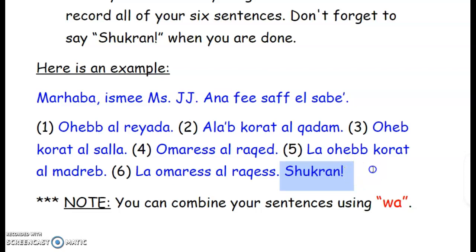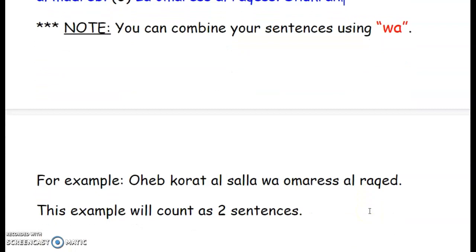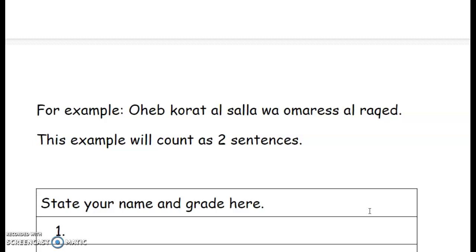Here I have a special note for you. You can combine your sentences using wa, which is and, and I will count them as two different sentences. For example, if you say, وأحب كرة السلة وأمارس الركض, then this will count as two sentences: I like basketball, and I practice running. We will consider this as two sentences.